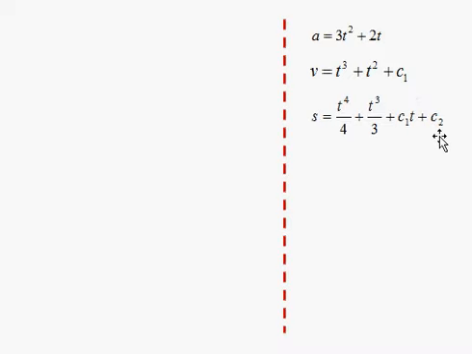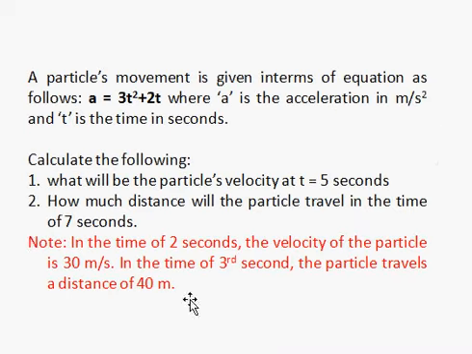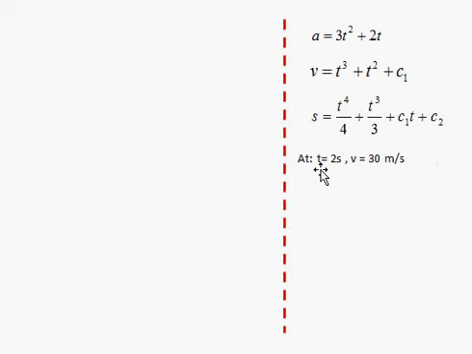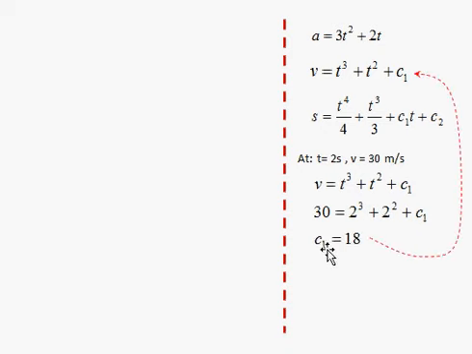For this, let's go back to the question, and they have given one note here. In 2 seconds, the velocity of the particle is 30 meters per second. Let's utilize that. Since the velocity is given, let us utilize the equation which is meant for velocity and substitute those two values. We get the constant, that is C1. Yet another one is there, which is C2.